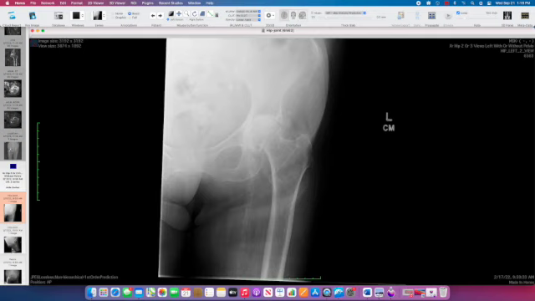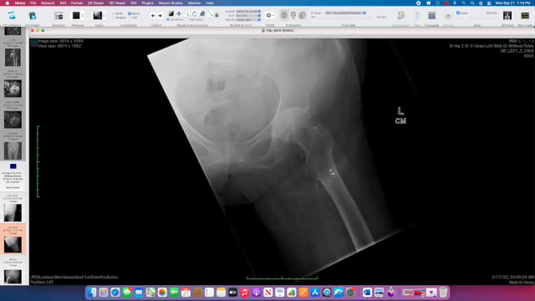On the frog leg lateral radiograph, we again see the subtle lucency that appears to extend up into the intertrochanteric region. So this was reported as suspicious for possible acute intertrochanteric and subtrochanteric hip fracture.